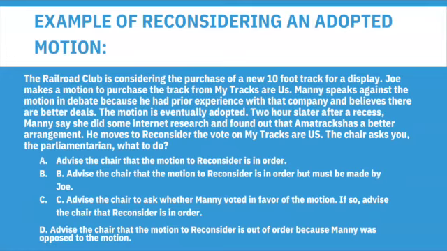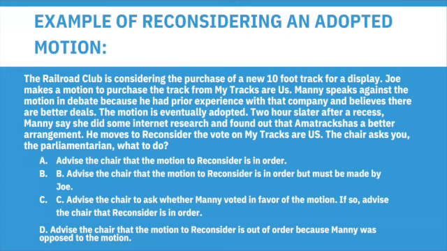So here's an example of reconsidering an adopted motion, and there's a question here for you to answer. The Railroad Club is considering the purchase of new 10-foot track for a display. Joe makes a motion to purchase the track from My Tracks Are Us. Manny speaks against the motion in debate because he had prior experience with that company and believes there are better deals. The motion is eventually adopted. Two hours later, after a recess, Manny says she did some internet research and found that Amtrak has a better arrangement. He moves to reconsider the vote on My Tracks Are Us.